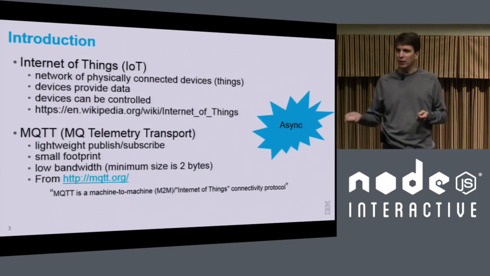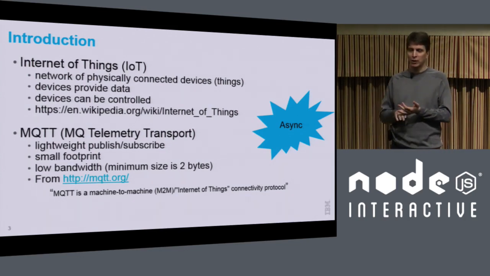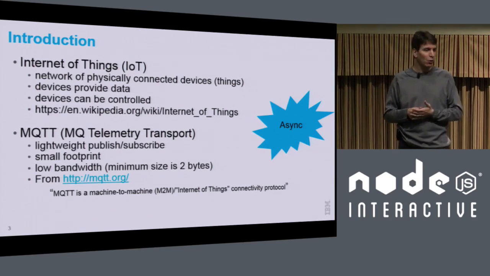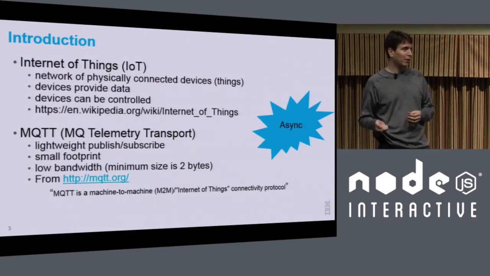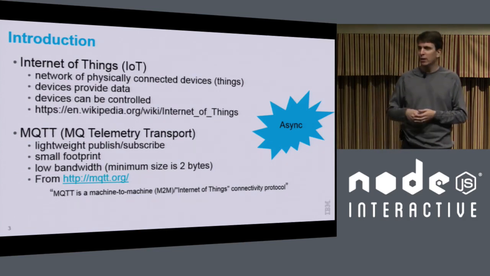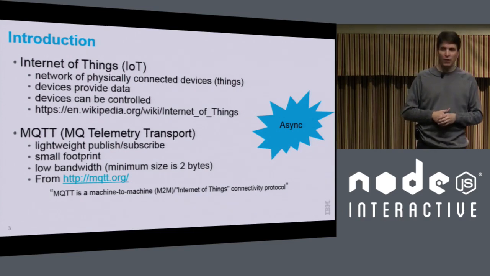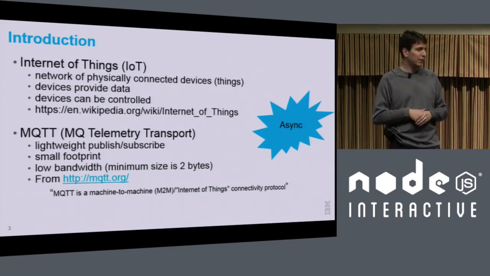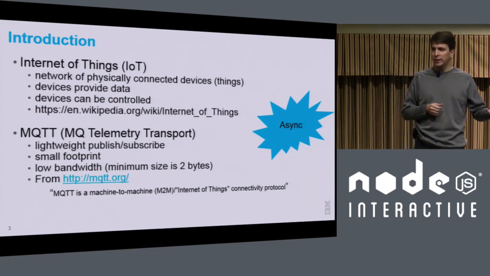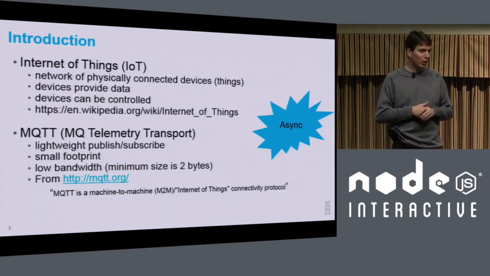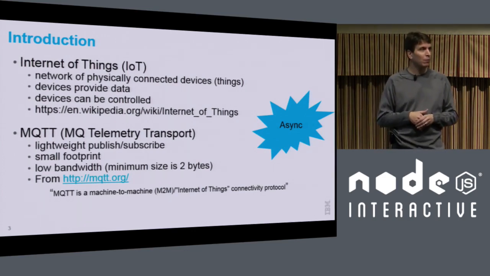These devices can provide you data, so they can be sensors like temperature sensors, actuators that tell you whether doors are opened and closed and so forth. And they can also be controlled, so you can send messages back to those devices. So for example, you can say, I want to turn on and off a light switch, something like that. And if you want to read more, there's a good website that'll give you a good definition of the Internet of Things.